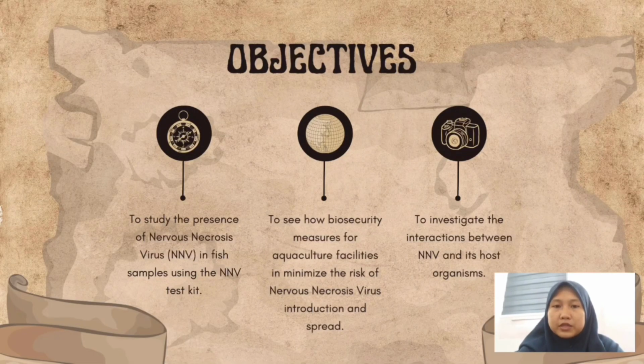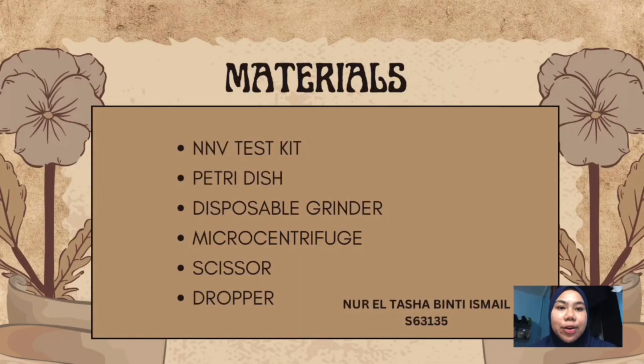The first objective of this lab is to study the presence of nervous necrosis virus (NNV) in a fish sample using the NNV test kit. Second is to see how biosecurity measures for aquaculture facilities minimize the risk of nervous necrosis virus introduction and spread. And the last one is to investigate the interaction between NNV and its host organisms. Next, we move to materials for this lab. First, we need an NNV test kit, petri dish, disposable grinder, microcentrifuge, scissors, and dropper.